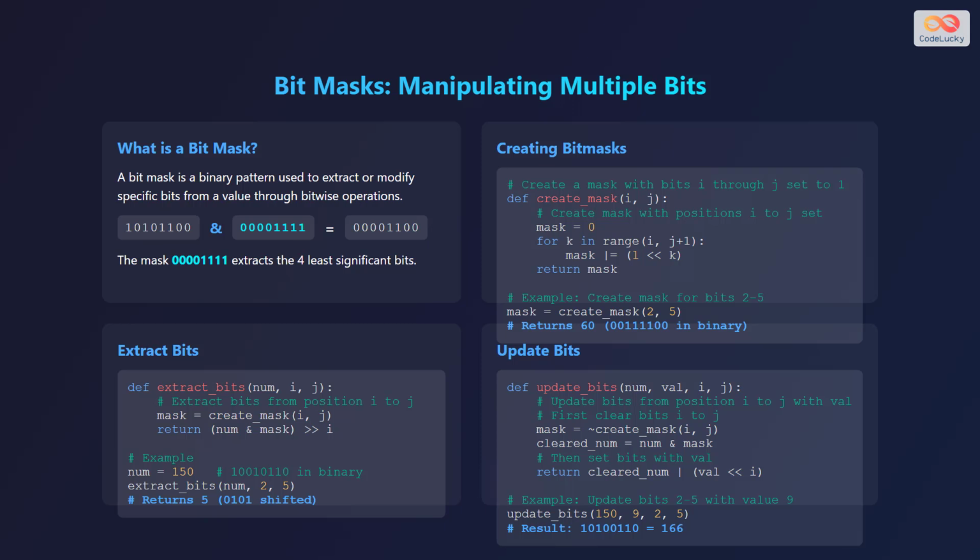Updating bits involves updating bits from position I to J with a given value. First, clear the bits from I to J, then set the bits with the given value. For example, updating bits 2 to 5 with the value 9 in the number 150 results in 166.